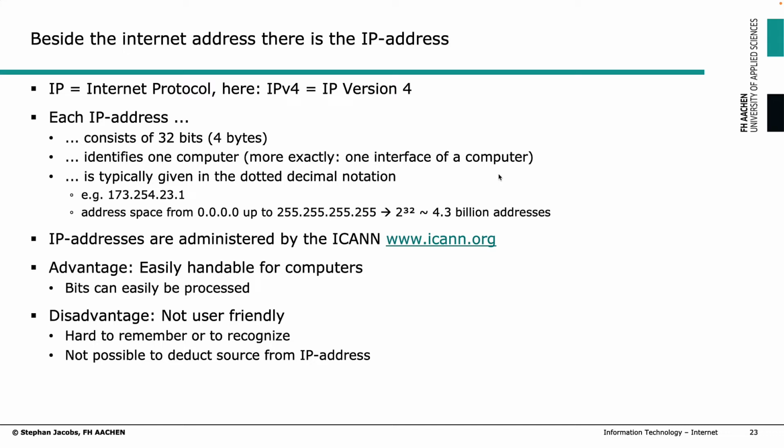The advantage again for the IP addresses is they are easily handleable for computers because these bits can easily be processed. The disadvantage is it's not user-friendly. So it's like telephone numbers. Just think about how many telephone numbers you know by yourself, not looking up, and how many internet domain addresses you know. And you see it's a very big difference.